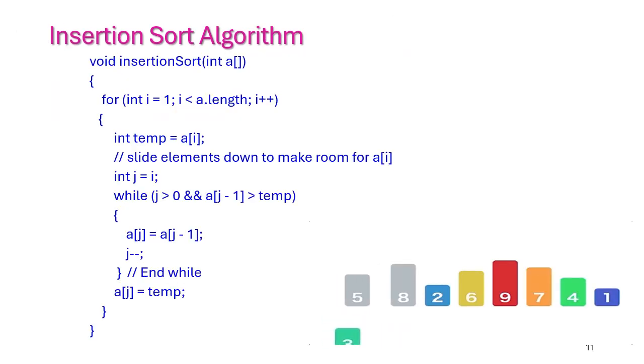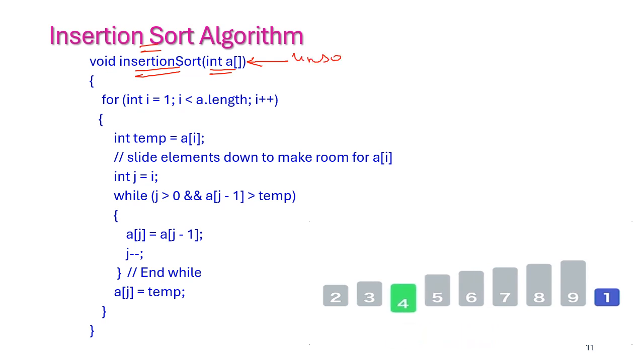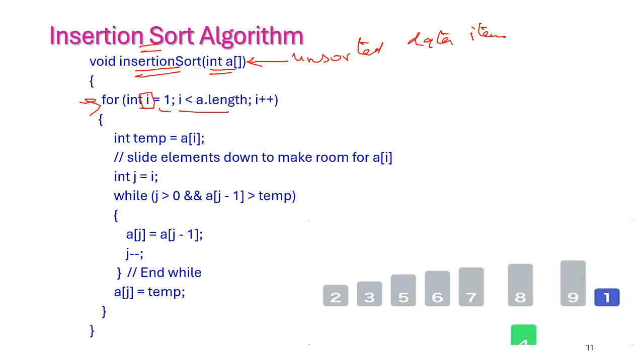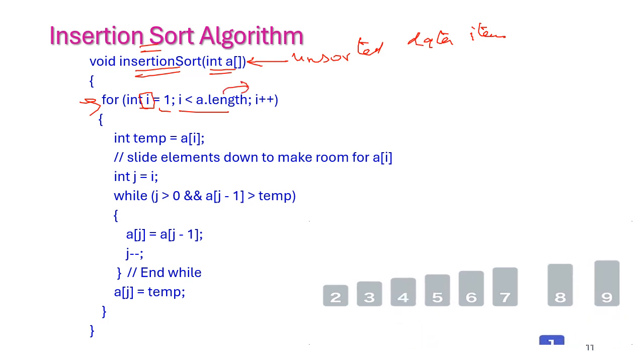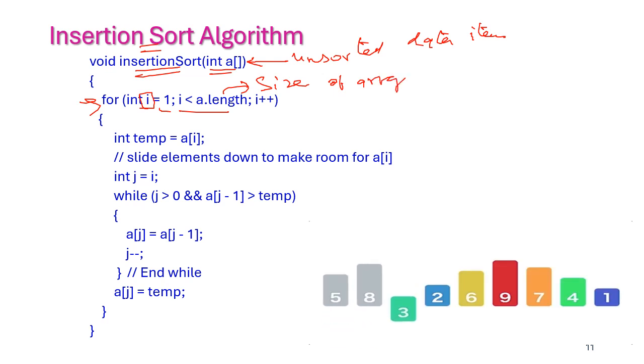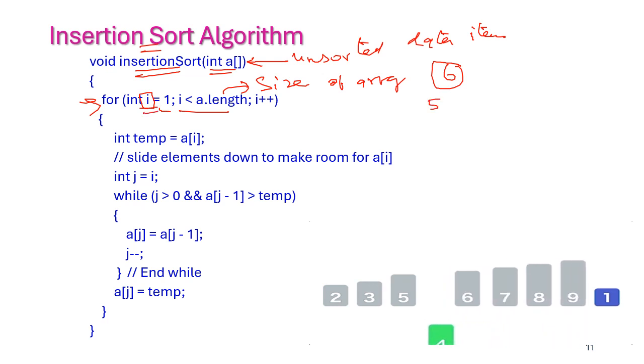And this is the algorithm for insertion sort. The function insertion sort has one parameter, that is the array of unsorted data items. The for loop has one counter variable, I equal to 1, I less than a.length, I plus plus, right? So this length represents the size of the array. For example, the array size is 6, then how many times will this for loop execute? 5 times, because the index starts from 1, that is 1 to 5.